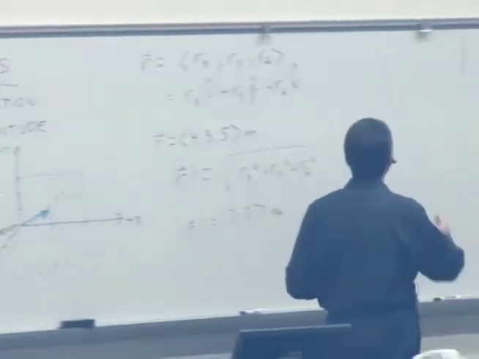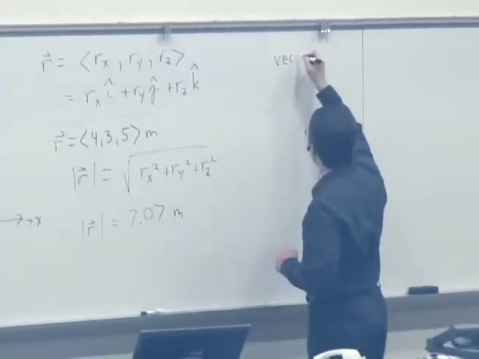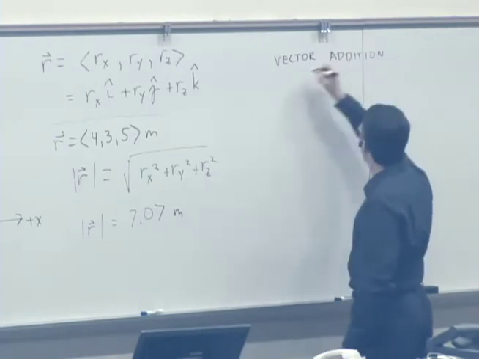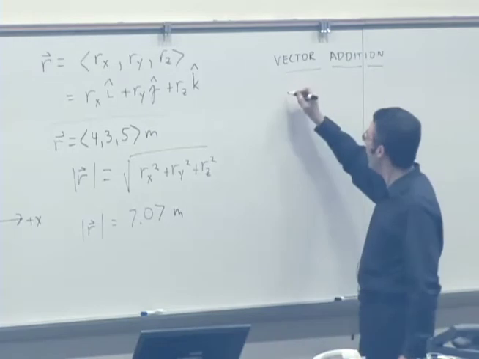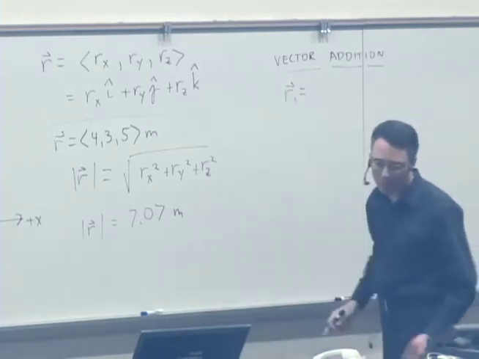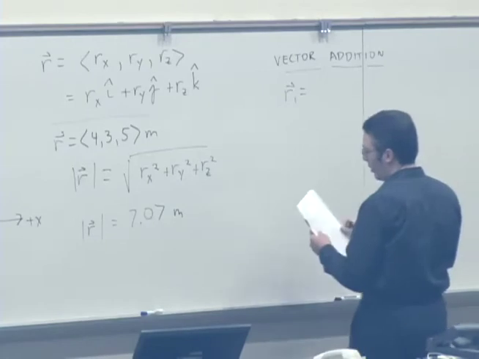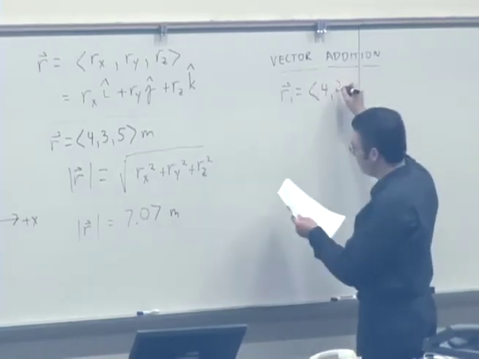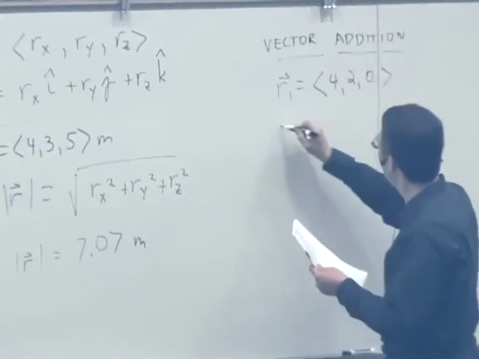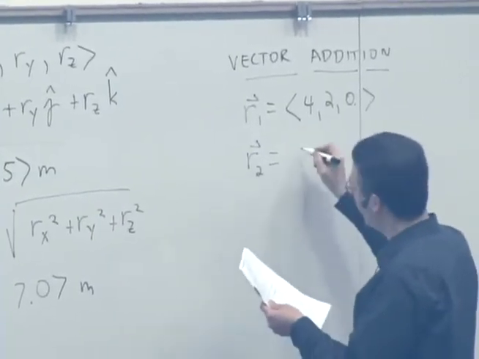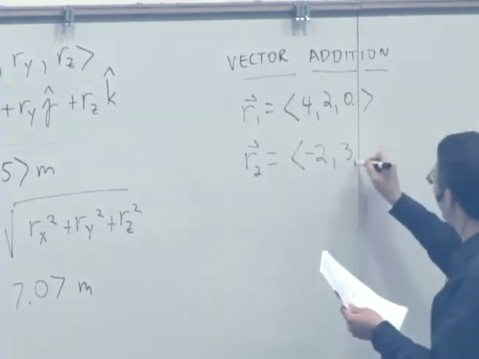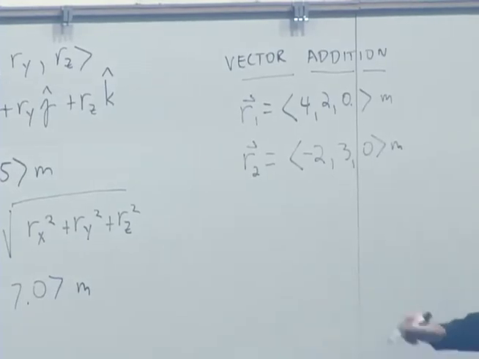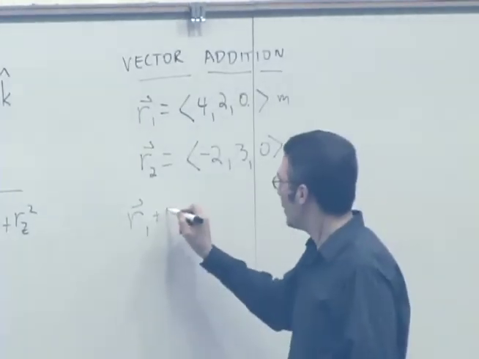What can we do with vectors? We can do various types of operations. We can do vector addition. You have two vectors. Let's say R1 is equal to <4, 2, 0>. R2 is equal to <-2, 3, 0>. And say they're still position vectors. And I want to find R1 plus R2.